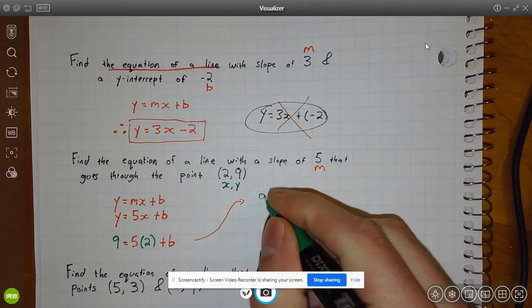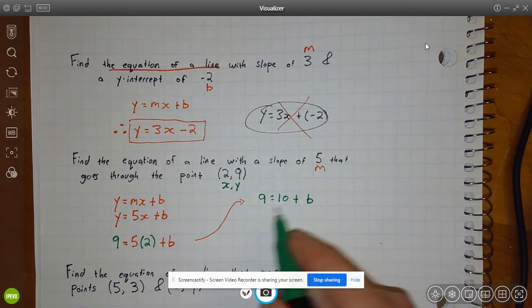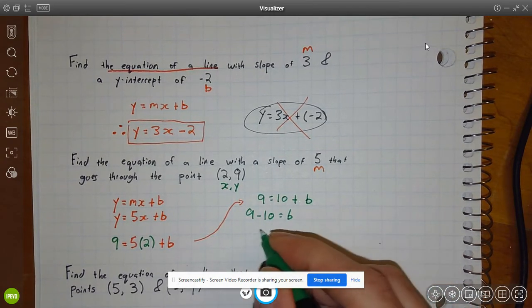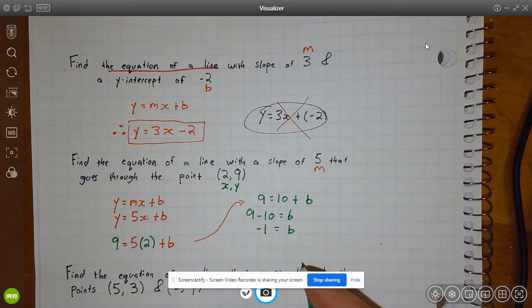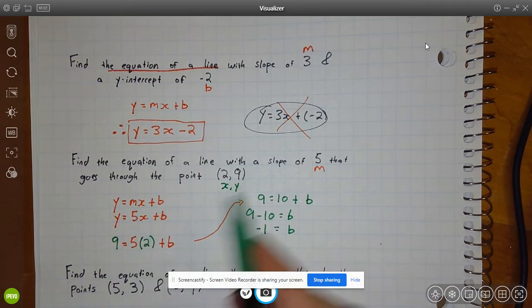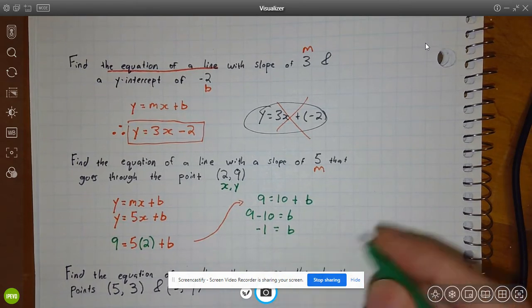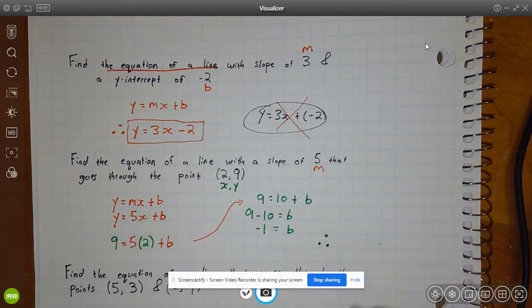So I've got 9 equals 10 plus b. And then if I move 10 to the other side, I've got 9 minus 10 equals b. So -1 equals b. So now I've also solved for b. So as long as I have the slope and any other point on this line, I can solve for the y-intercept. And just remember that your last step needs to be writing the equation of the line.